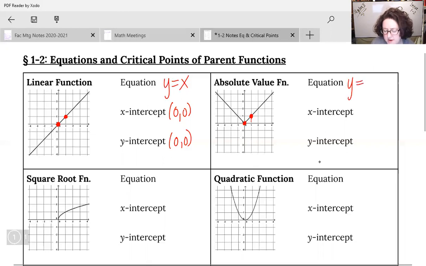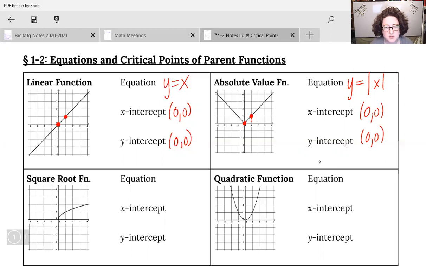Okay, the equation for absolute value. Again, do you remember how you mark absolute value of a number? And that is actually your vertical bars on either side of that value you're taking the absolute value of. And again, for this, our x-intercept and our y-intercept both happen to occur at the origin. And you're going to see why I'm having you do x and y-intercept when we get to the later graphs. So I want you to make note of where those are for the different functions.